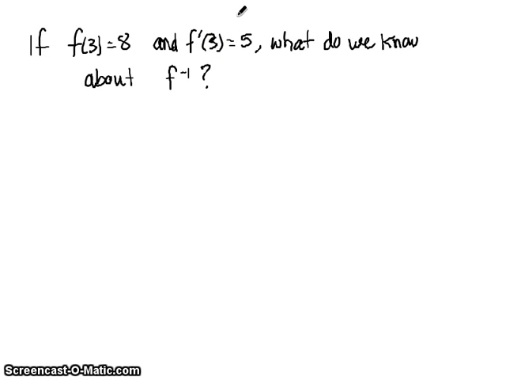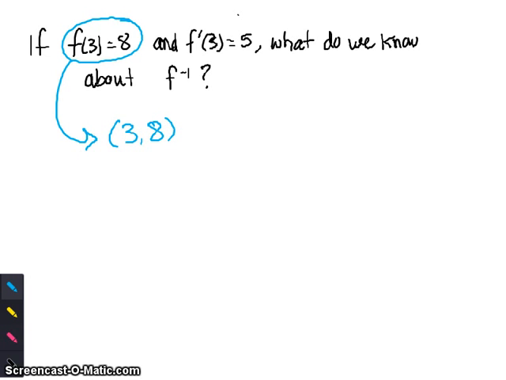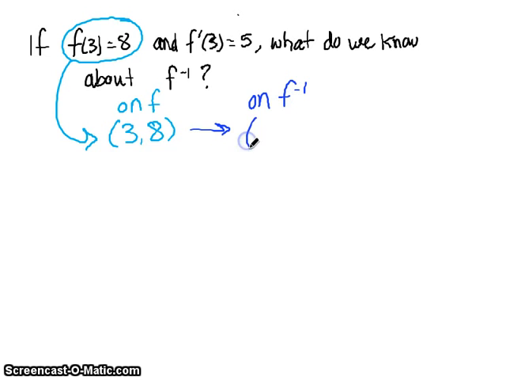There are a couple of things that we can think about. The first thing that we need to think about, and that could be very useful every time we see an inverse function problem, is that this right here tells us the point (3, 8). That point is on f. So we can take that information and say that on f inverse is going to be the point (8, 3).